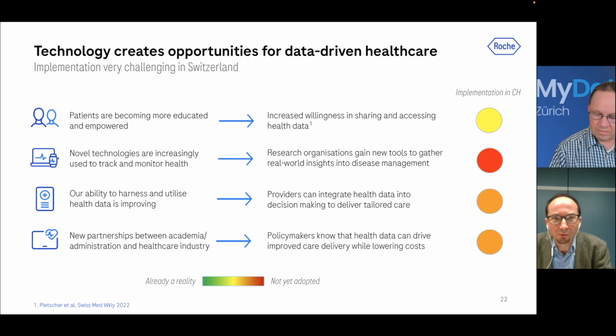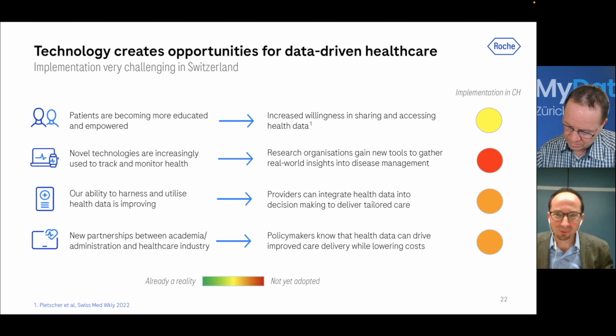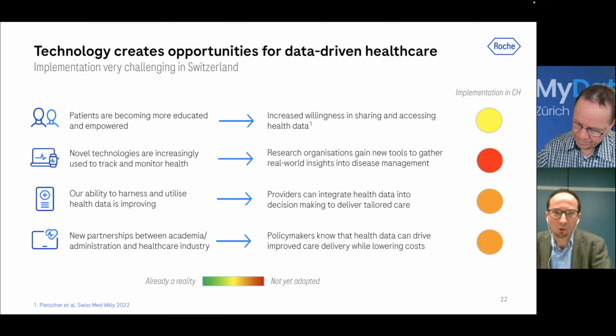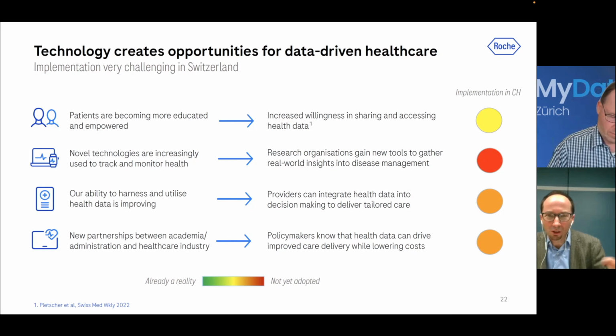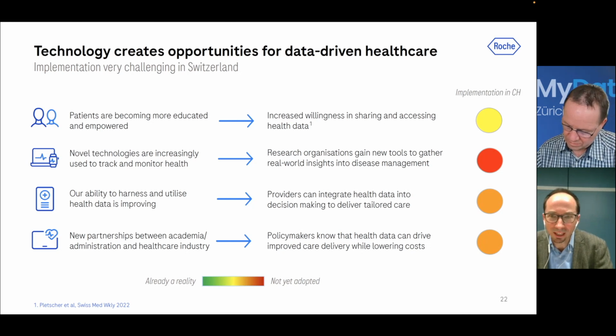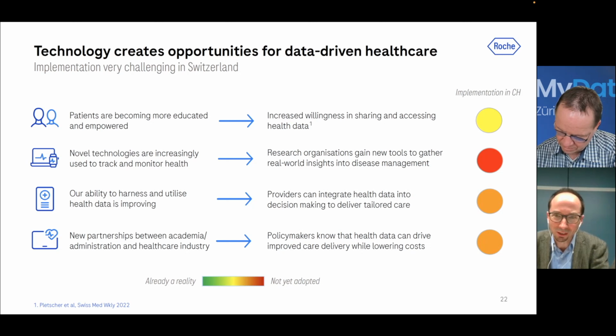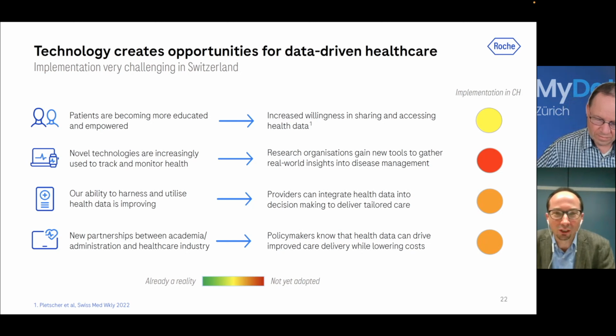What we see is novel technologies are increasingly used to track and monitor health. What is lacking completely is that this is done in a structured way, that we have what I showed before. What we are doing now is happening in many silos, but is not happening in a coordinated way. So even research organizations gain new tools, but the way to generate real world insights that can be immediately used in disease management, what I've shown now on these first two slides, we are actually nowhere in Switzerland. And that's a real shame.